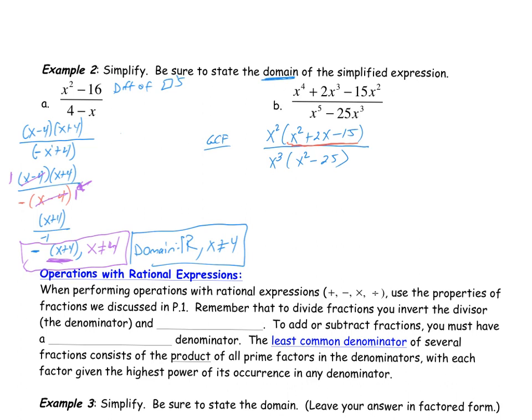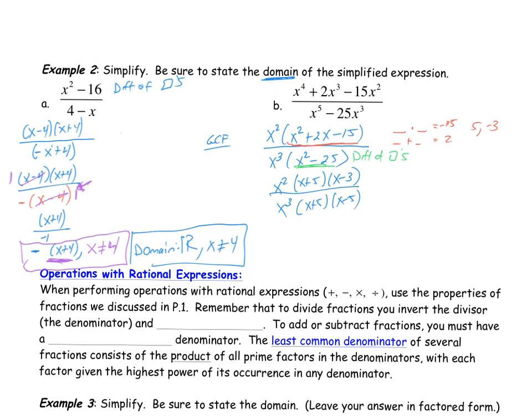We need two numbers that multiply to negative 15, but add to 2. Those two numbers are going to be 5 and negative 3. So that's going to help us factor the numerator. So I'm going to have x squared, and then I'm going to factor x squared plus 2x minus 15 as x plus 5 times x minus 3. And then in the denominator, we have x cubed, and then x squared minus 25. This is a difference of squares, which we can factor as x plus 5 times x minus 5.